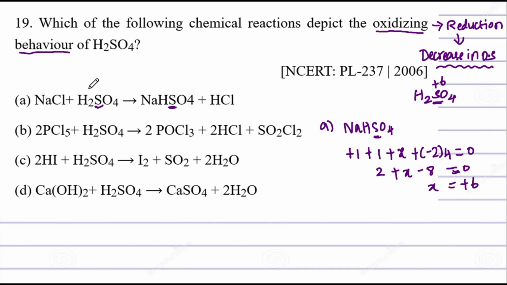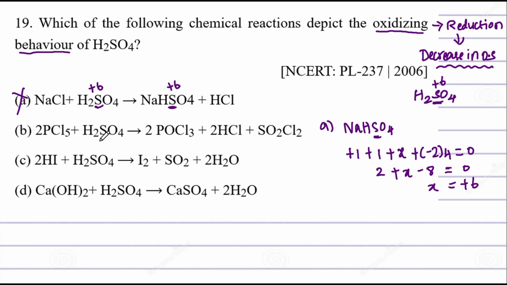So again you are getting the same number, +6. So in reactant also the oxidation state of sulfur is +6. In product also it is +6. So it is not a redox reaction itself. It is actually a neutralization reaction. A salt is formed from an acid. So it is a neutralization reaction. So option A is wrong. So let us go to the next option.